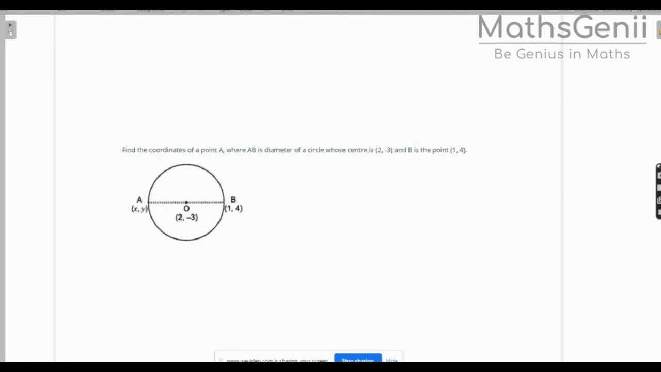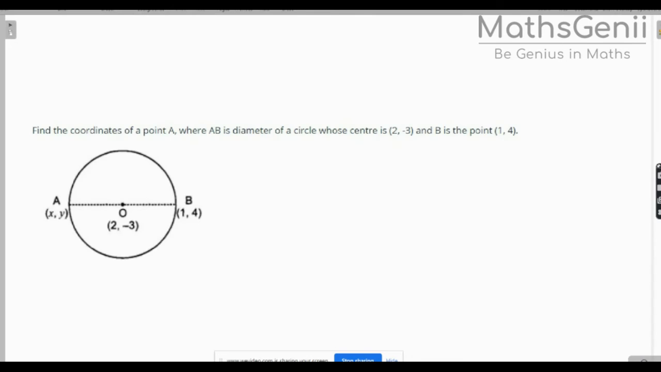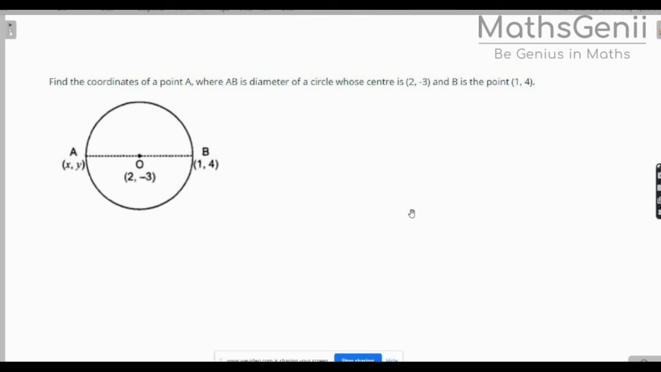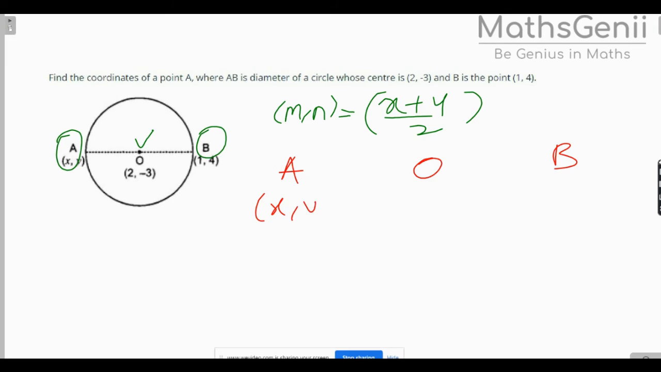Okay, next question is again a very simple question. We are going to use the midpoint formula in this question. As you can see, A, D. What is the midpoint? O. X, Y we have to find in this.